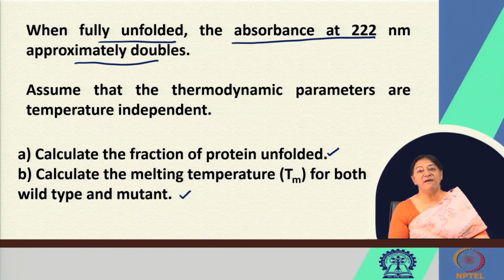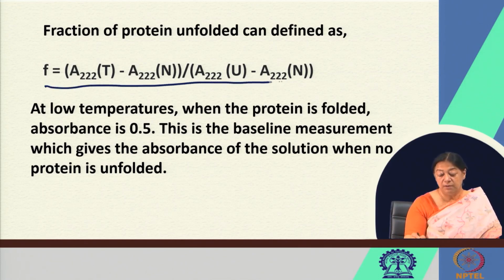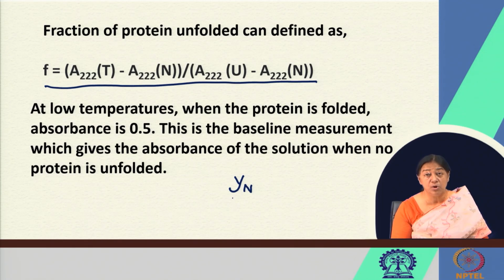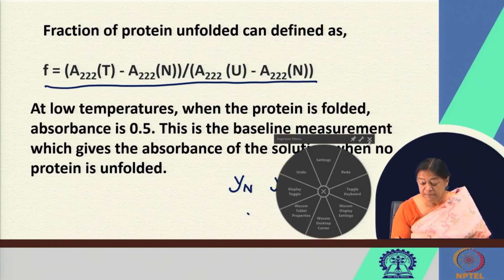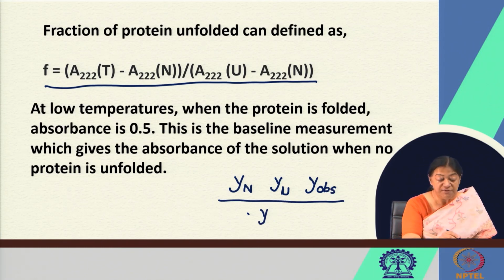Now, how do we do that? We have the information about the temperature and we have the information about the absorbance at 222 nanometer, both for the wild type and the mutant. So, if we want to find the fraction of the unfolded part, we know we have a measure for the native form. In this case, our Y is absorbance at 222 nanometer. We have a measure for the native form, we have a measure for the unfolded form, and we have other observations based on the intermediate values that we have. So, from these values we can calculate the fraction unfolded.